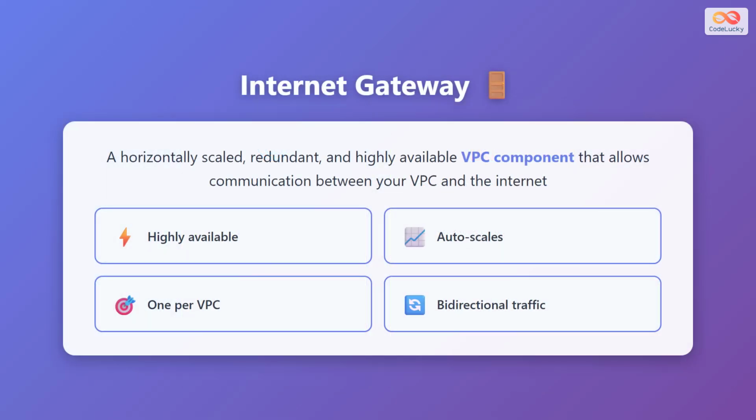An Internet Gateway is a horizontally scaled, redundant, and highly available VPC component that allows communication between your VPC and the Internet. It's highly available by design, automatically scales to handle traffic, and each VPC can have only one Internet Gateway attached. The Internet Gateway supports bidirectional traffic, meaning it handles both incoming requests from the Internet and outgoing responses from your resources.